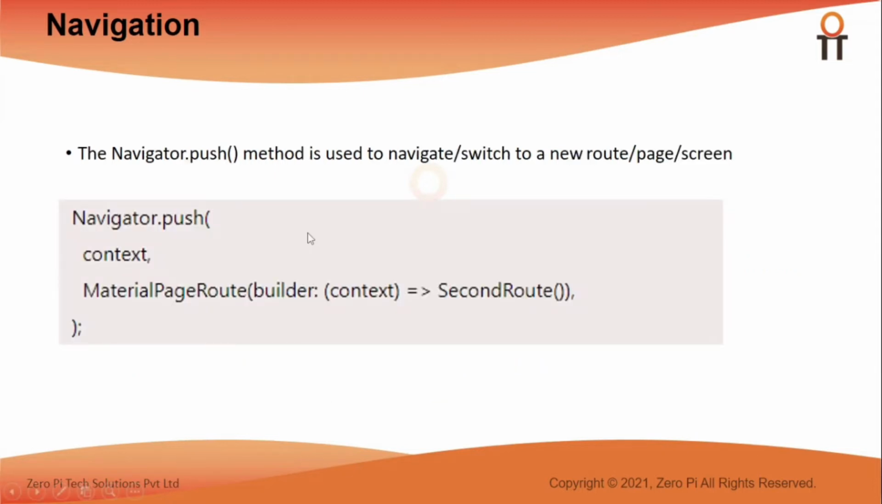The Navigator.push method is used to navigate or switch to a new page. If we want to move from the first page to the second page, we will use the Navigator.push method. Here you can see an example. The syntax is Navigator.push, then the first parameter is the context of the page, and the next parameter is the second route. The route is defined in the class MaterialPageRoute, and there is a builder. The builder method takes a context as an argument, and it returns the second page.